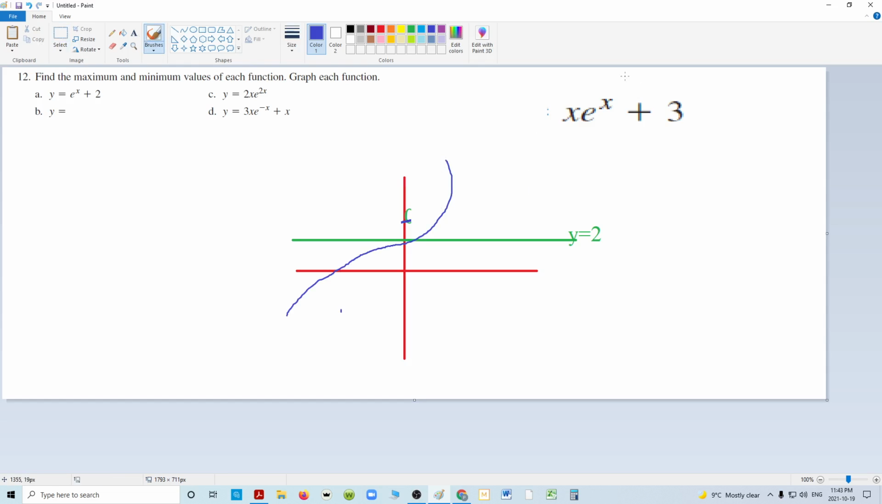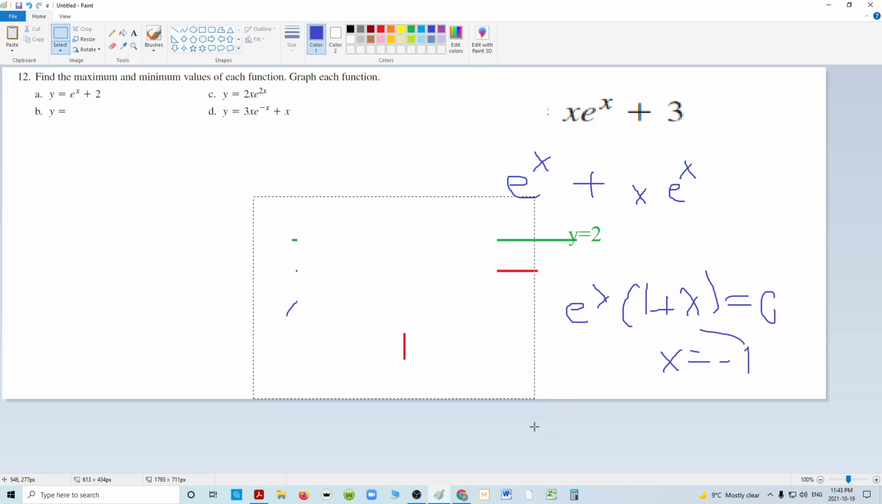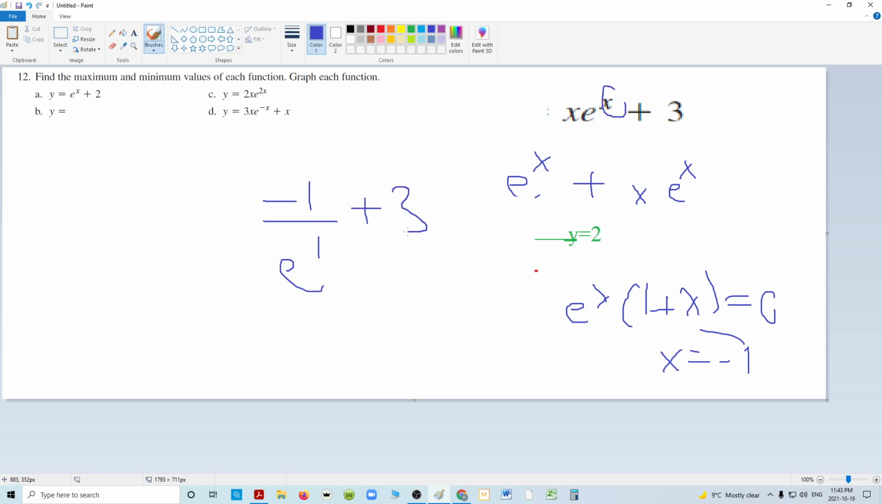The derivative of this is the product rule. So you get e^x plus x times e^x, and that's because the derivative over here is 1, and the derivative of this over here is that. When you take e^x out of it, you get 1 plus x, and then you set that to 0. So when x is minus 1, we will have a max point. And when you put minus 1 in here and minus 1 here, you get minus 1 over e to the 1 plus 3.